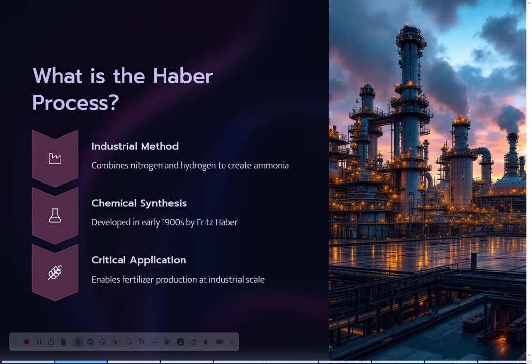Why? Because ammonia is a key ingredient in fertilizers, which help grow the food we eat. Without this process, farming on a global scale would be nearly impossible.